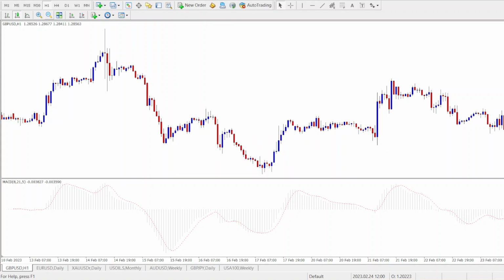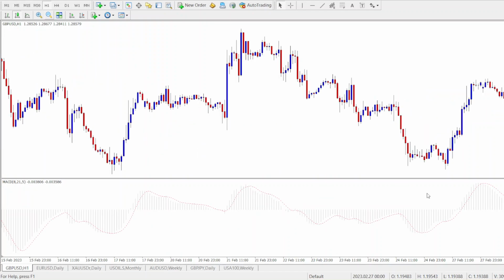Okay, so now that we've got our settings dialed in, let's talk about how to use them in practice. Once you apply these settings on your chart, you will see the MACD. You can see how it looks on the chart, and you will notice that it responds to price changes even faster compared to the default settings, giving you timely entry and exit signals.